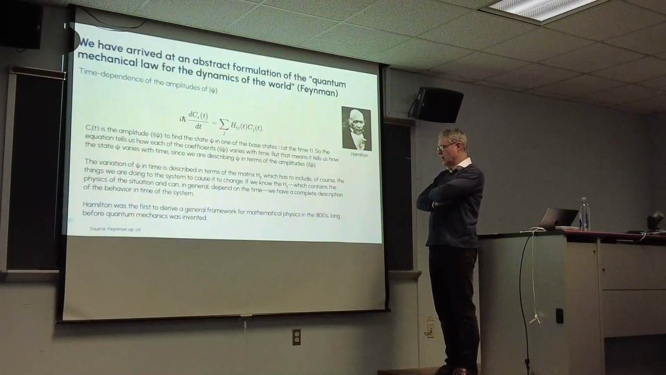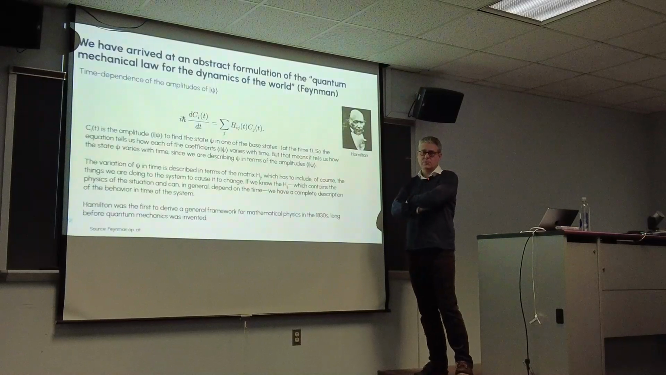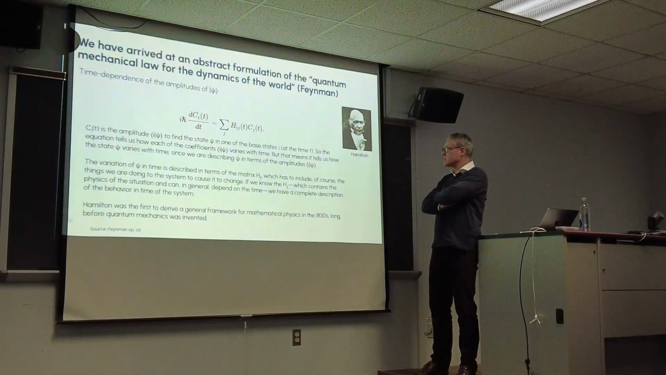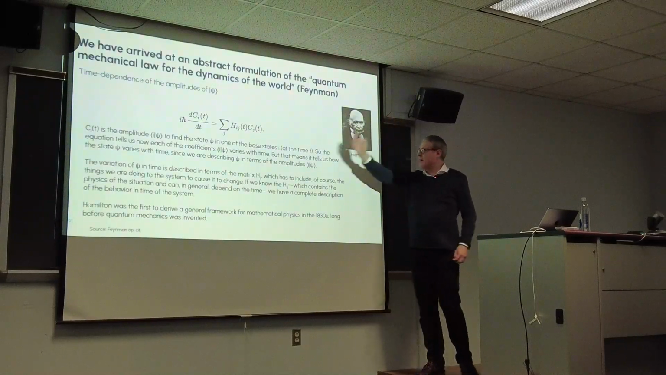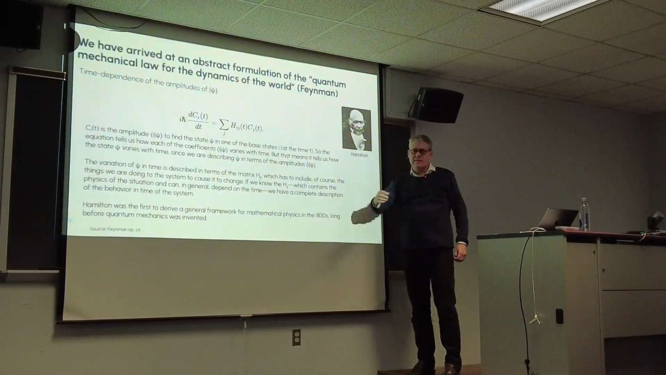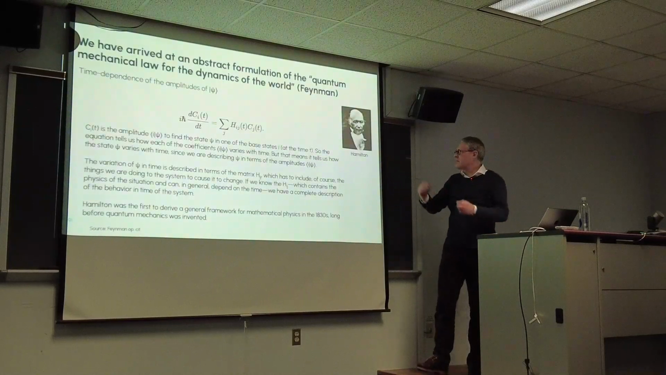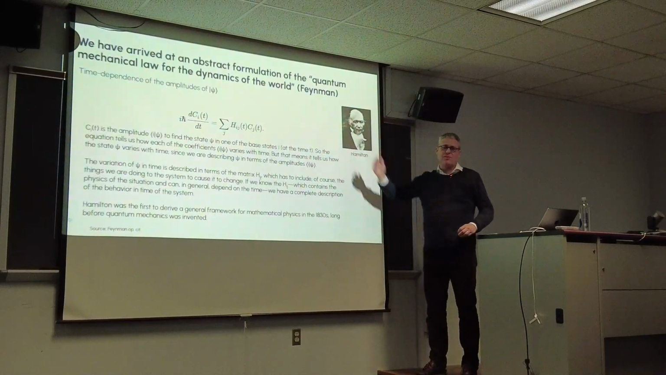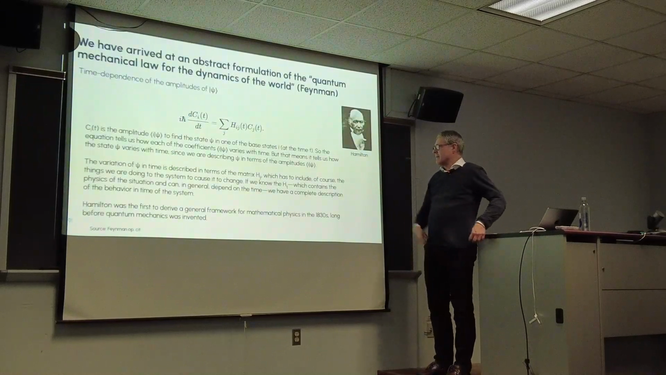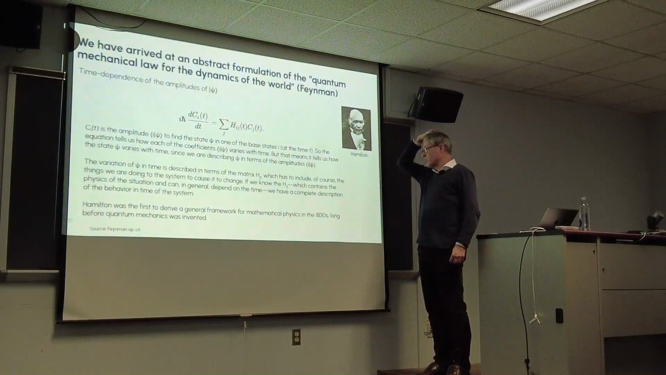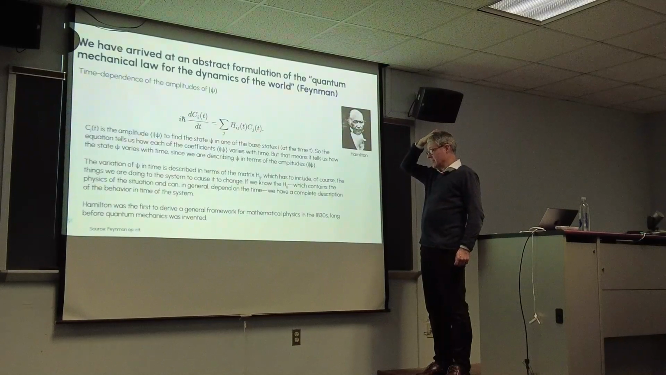Hamilton was the first to derive a general framework for mathematical physics in the 1830s, long before quantum mechanics was invented. We've seen the Hamiltonian for energy of classical mechanics at the beginning. Feynman is a bit upset that it is called the Hamiltonian, since Hamilton worked 100 years before quantum mechanics, but I think it's a good choice of name because it's such an important discovery that he made. This is kind of the first very big result of quantum mechanics that we have.